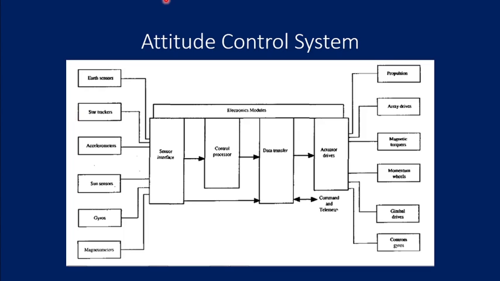The third type of sensor that is used is the accelerometer. An accelerometer is an electromechanical device used to measure acceleration forces.